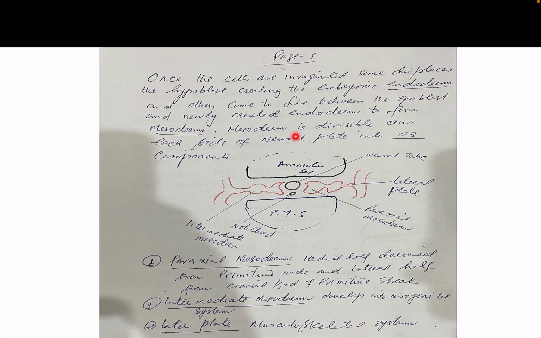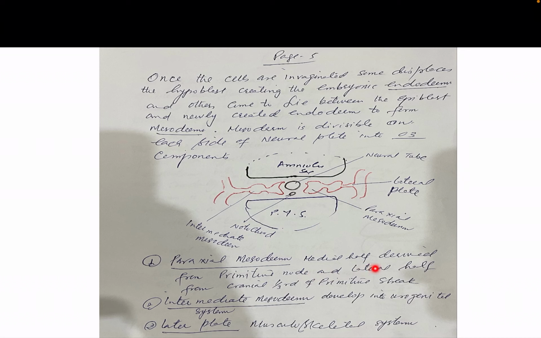The name given is mesoderm. Mesoderm is divisible on each side of the neural tube into 3 components. Number 1 is the paraxial mesoderm on each side. This is the intermediate mesoderm on each side, and then this is the lateral plate mesoderm on each side. So intraembryonic mesoderm has 3 components. Paraxial: this one is the neural tube, which we will talk about in neurulation, from the amniotic sac, and this is the notochord. Second is the intermediate mesoderm, and third is the lateral plate.